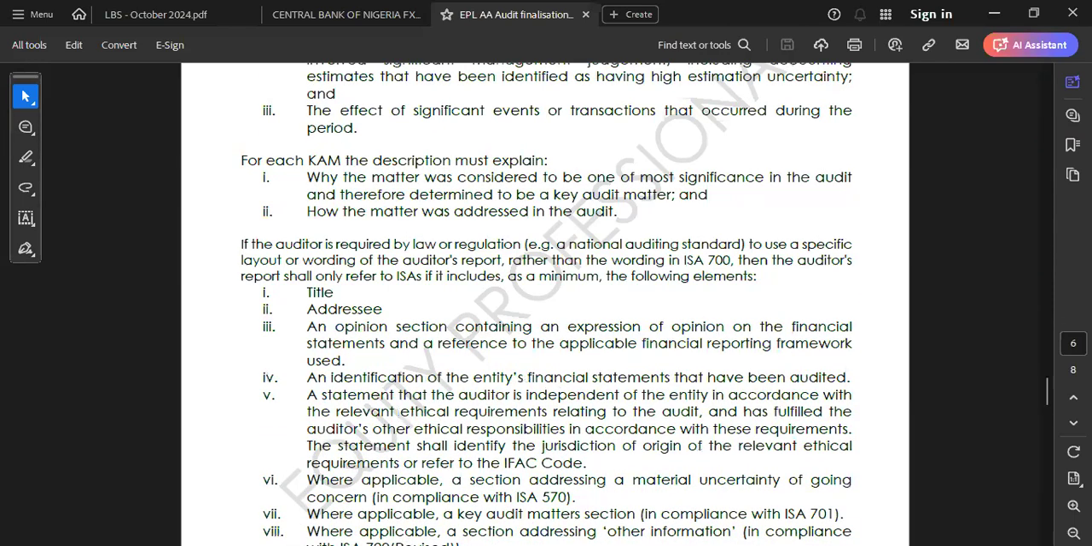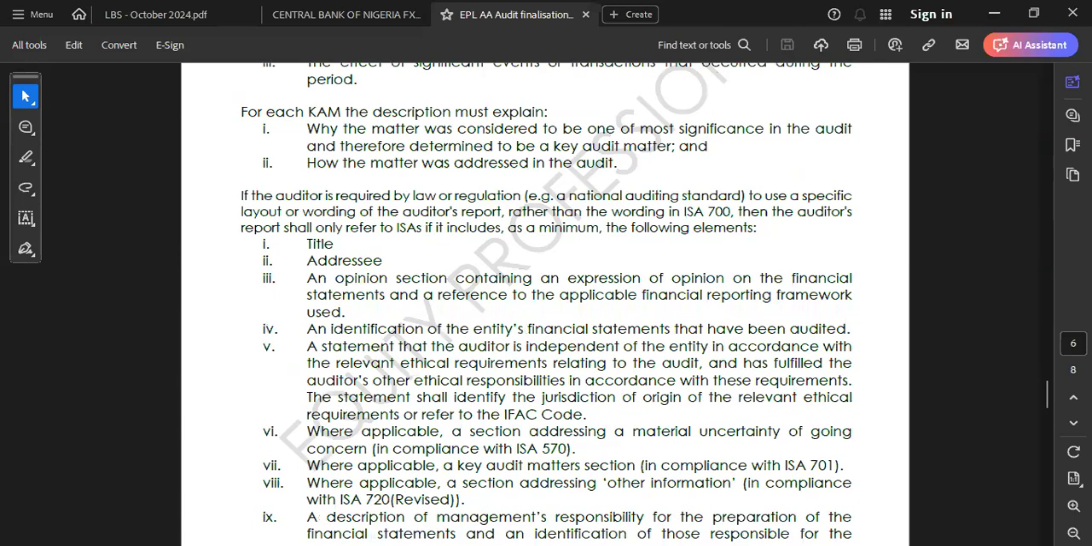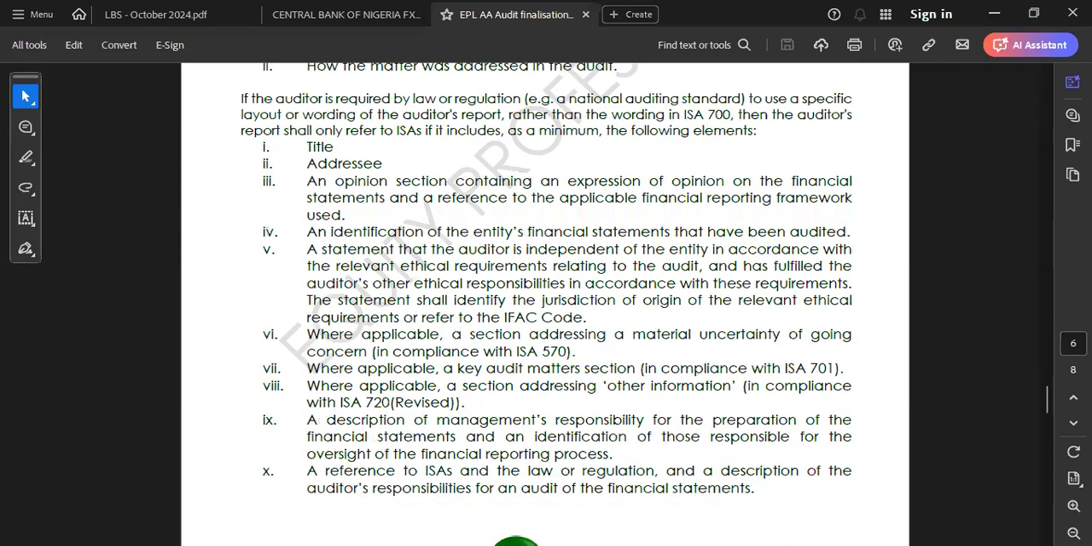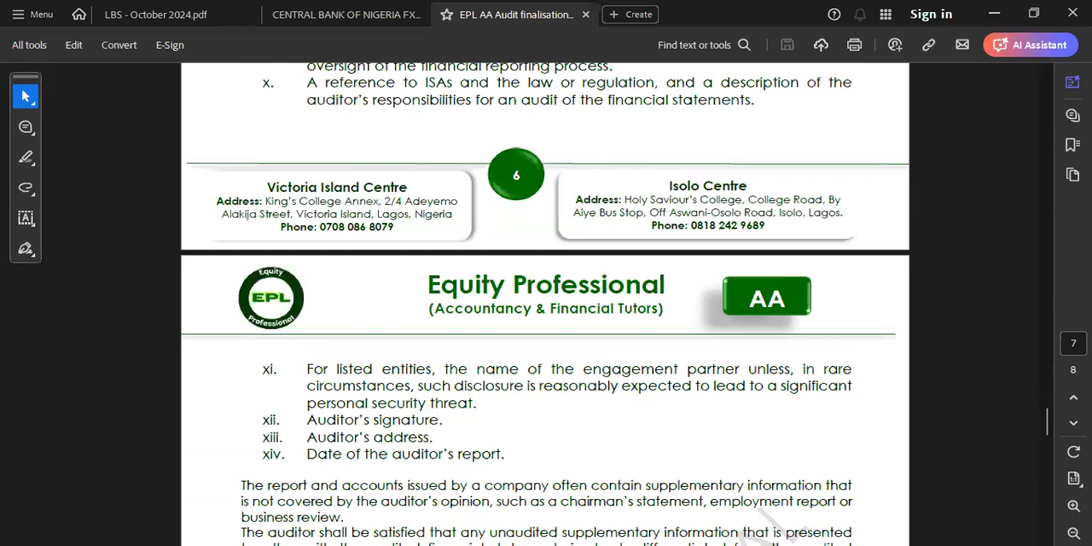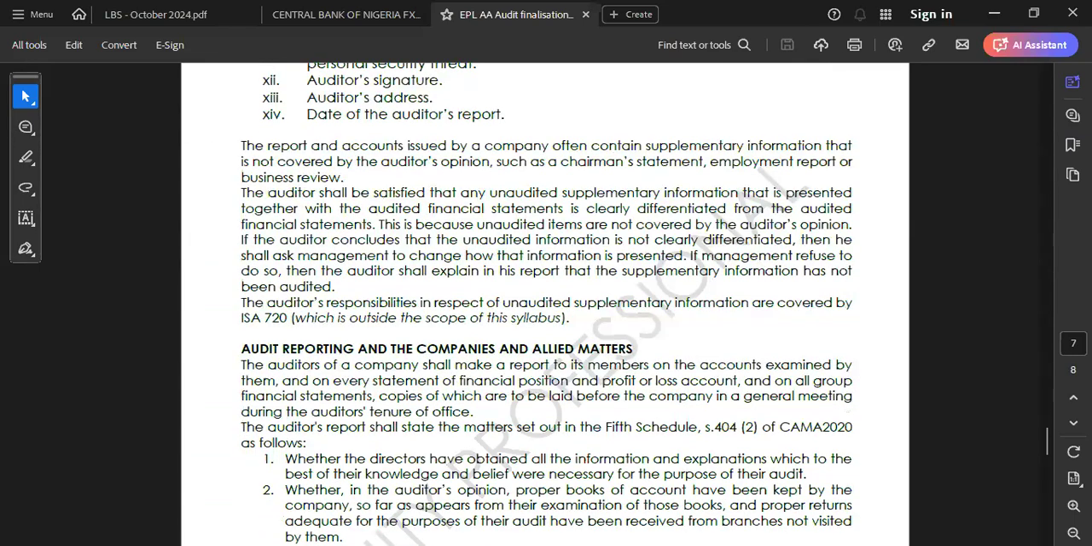And how would the form of the paragraph look, as the standard is saying? The report will have a title and an address, then the opinion that will contain the identity of the financial statements and whether they have been audited. All of this listed there will be part of what will be stated. Reference to ISA, the law and the regulations, and all of that will be stated in the key audit matters too.